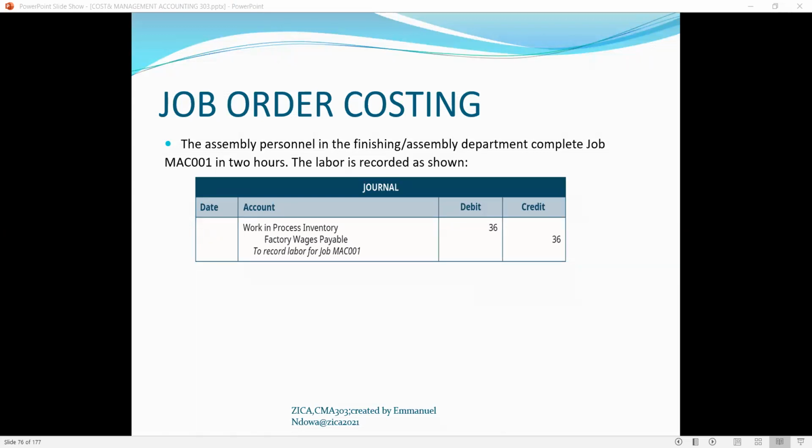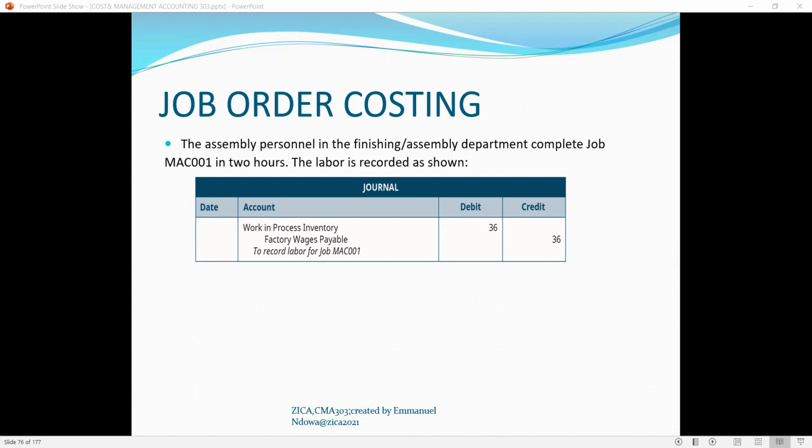Factory wages. It's factory wages payable. Okay, all right. I thought it's just factory wages account. Okay. I need to understand why we are debiting work in progress inventory. Work in process, yes.